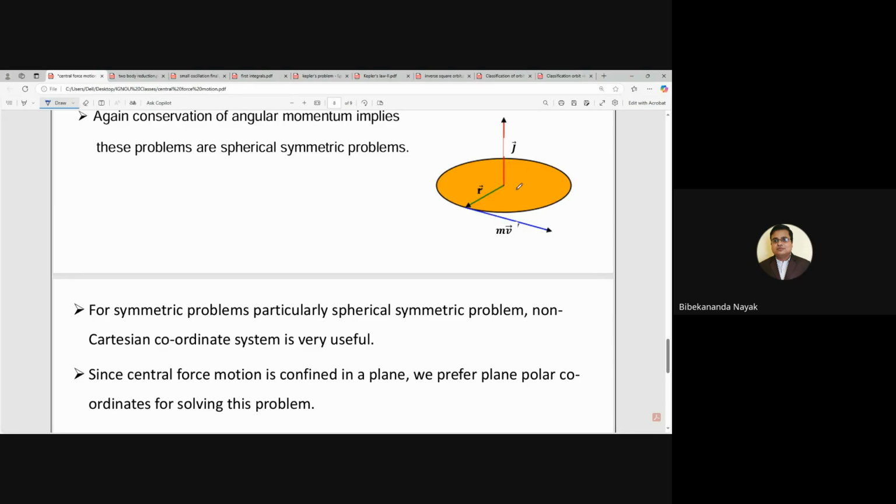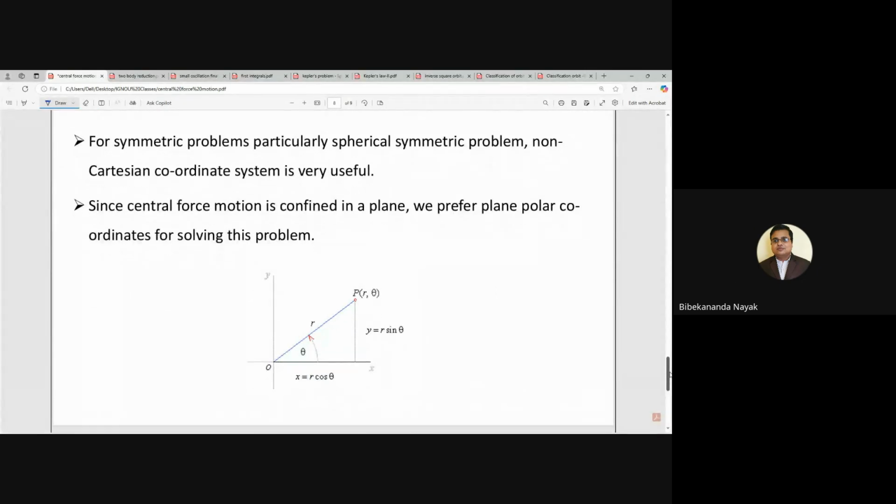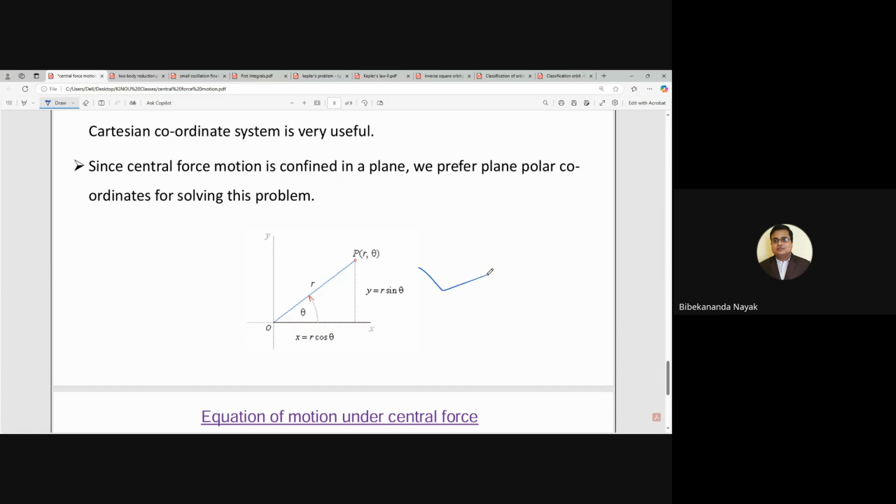It is also known as a spherically symmetric problem. For a spherically symmetric problem, the angular momentum is conserved, so it is not affected by rotation. So we use non-Cartesian coordinates. Actually, plane polar coordinates are used to solve this problem. You already know about plane polar coordinates r, theta. They are related to x, y as x equals r cos theta, y equals r sin theta.